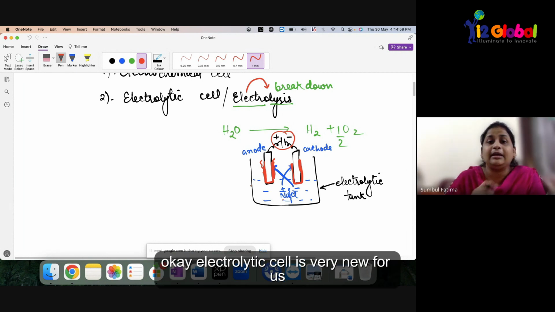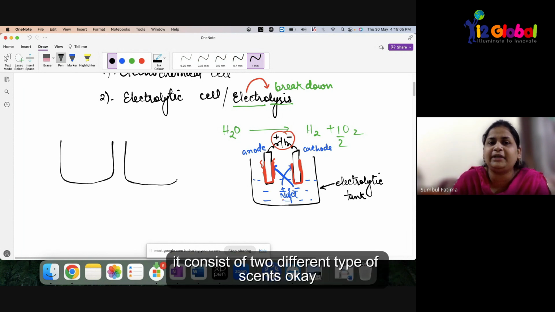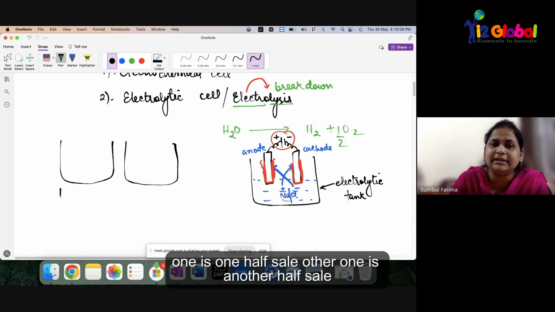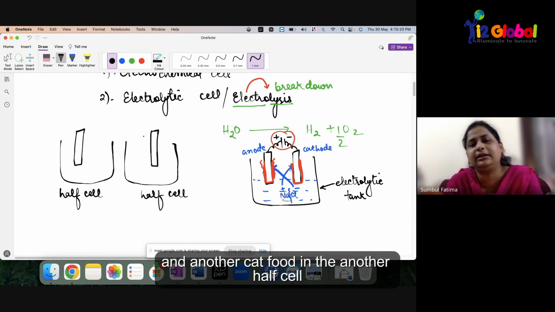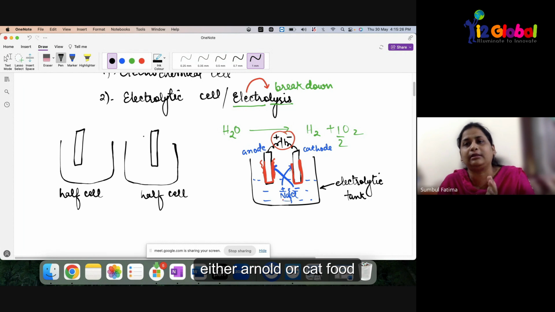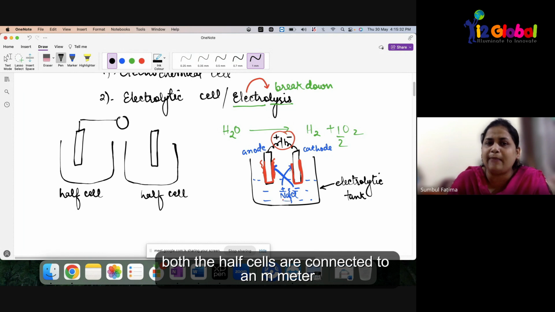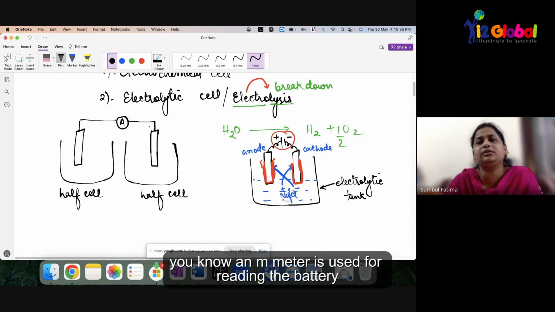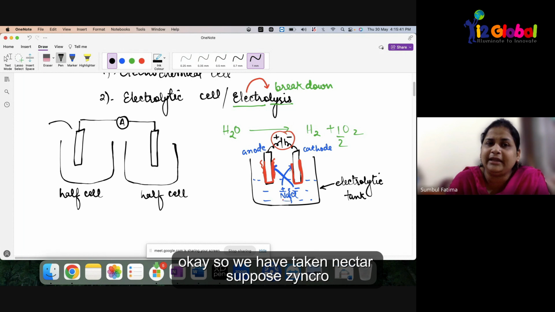Okay, ma'am. The electrolytic cell is very new for us. We haven't gone through it ever. It consists of two different types of cells, one half cell and another half cell. We are going to have one anode in one and a cathode in the other half cell. That is why it is known as a half cell, because it consists of only one electrode, either anode or cathode. Both the half cells are connected to an ammeter or a battery. You know, an ammeter is used for reading the current.